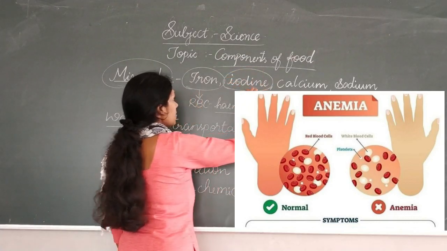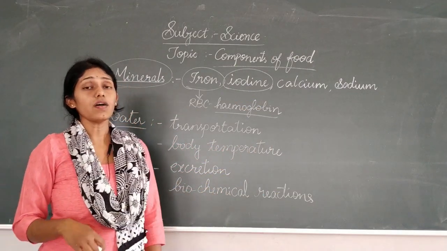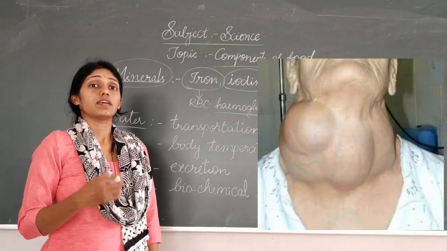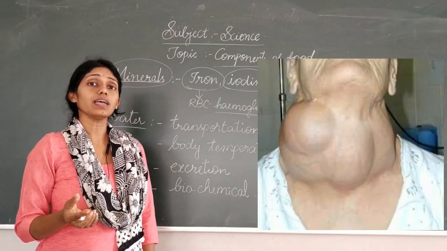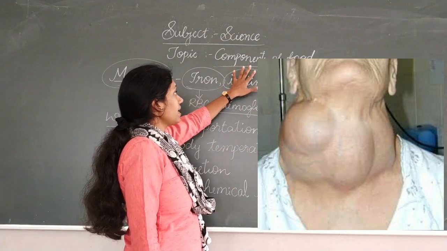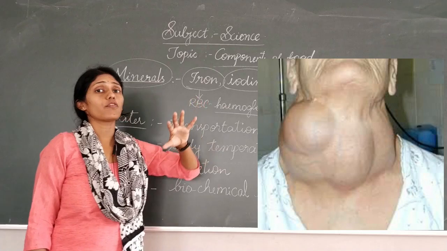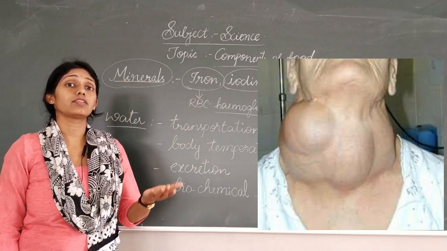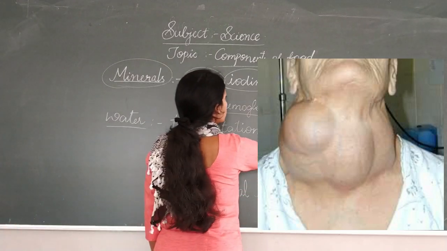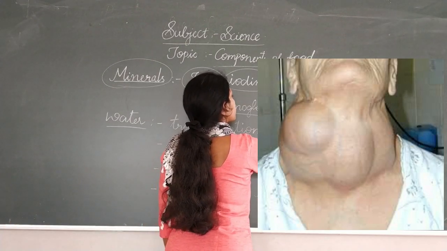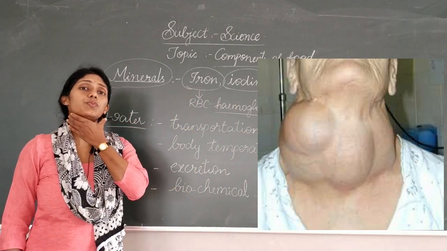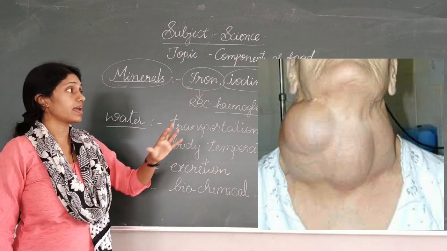And then iodine. The next mineral is iodine. It helps in the formation of the protein called thyroxine, that is helpful for the thyroid glands. So when the diet doesn't contain iodine, or there is a lack of iodine, it leads to the deficiency disease called goiter. You may have seen some images. There will be a swelling in the neck part, that is called goiter.